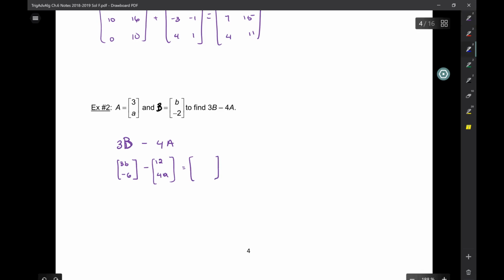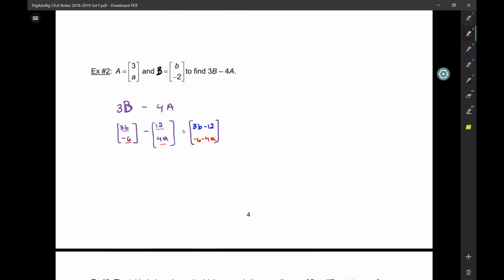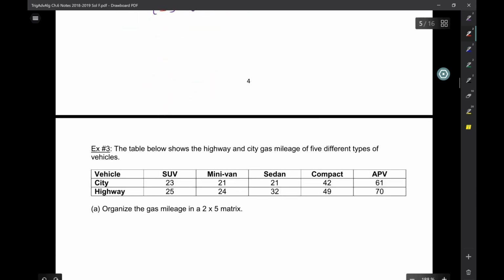Now, if I add the first entries, it'll be 3b minus 12, and that's one entry of its own. 3b minus 12, it's a thing, right? It's like one thing. And then here, negative 6 minus 4a. Okay, it's one entry. So this is still a 2 by 1. So you can very well have variables in there.